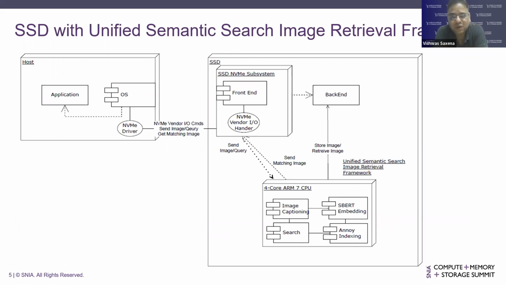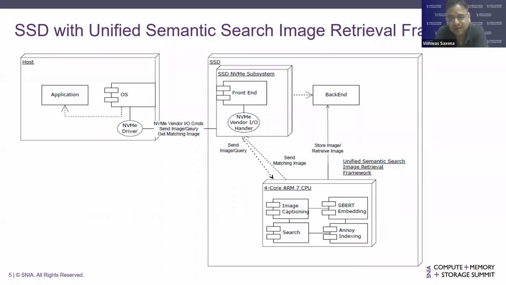Let's talk about the architecture on an SSD with a unified semantic image retrieval framework. Basically, it consists of two entities. One is the application, which is basically going to give the images as input and do the indexing of the images, and finally give the user the option to enter the user query and give the images that are matching the user queries back to the user. So that's really the application part.